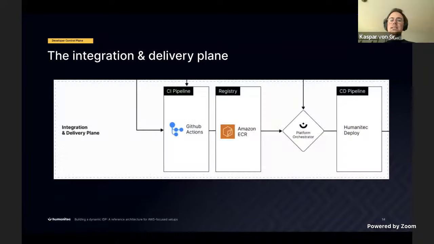The next element is the integration and delivery plane. And a number of these things are obviously familiar. We have our CI pipeline building the code, and then we need to push the code somewhere. And in that case, it's a registry, and I'm using ECR here. It could be any other. And then we have the orchestrator component.